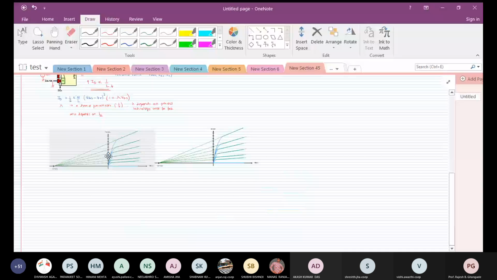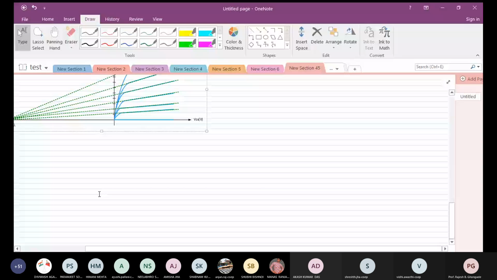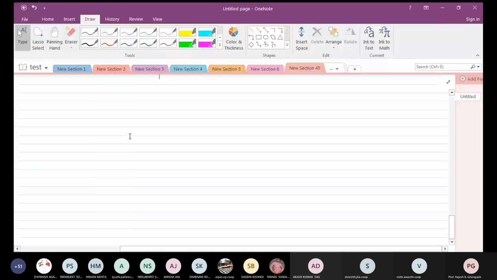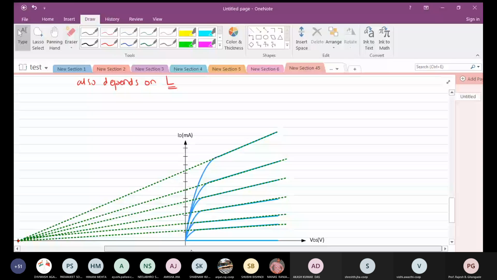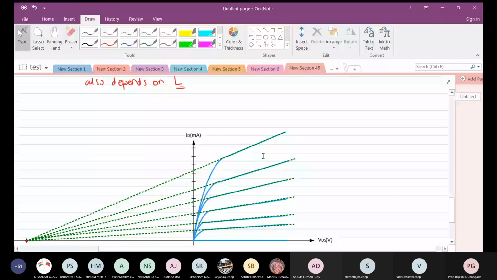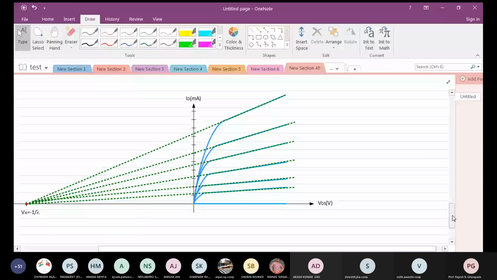So the characteristics will no longer be exactly parallel to the x-axis in saturation, but will have a slope something like this. One interesting thing you can see here is that if you extend the lines, they will meet somewhere over here, and this point VA on the voltage axis is called the early voltage.